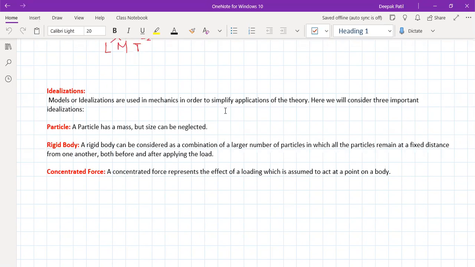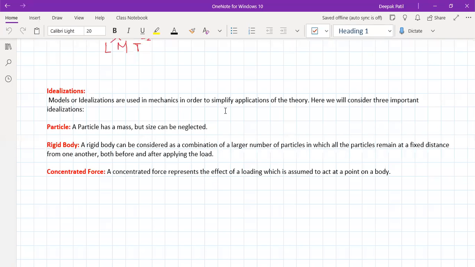Here we will consider three important idealizations. The first one is called a particle. Now, what do you mean by particle? A particle has a mass, but its size can be neglected. When I mention a particle, it doesn't mean that it does not have shape and size. There will be some size to the particle, but that can be neglected, but it has some mass.